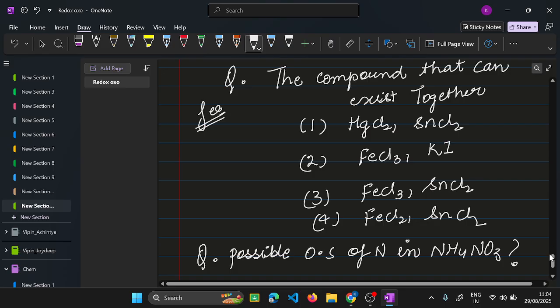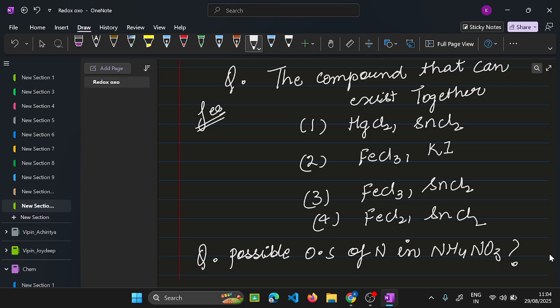So these are compounds which can exist together without reacting. The compounds don't react with each other. They exist together, neither getting oxidized nor getting reduced. That is the phenomenon you have to apply. Then the second one. No, the second is not the answer.